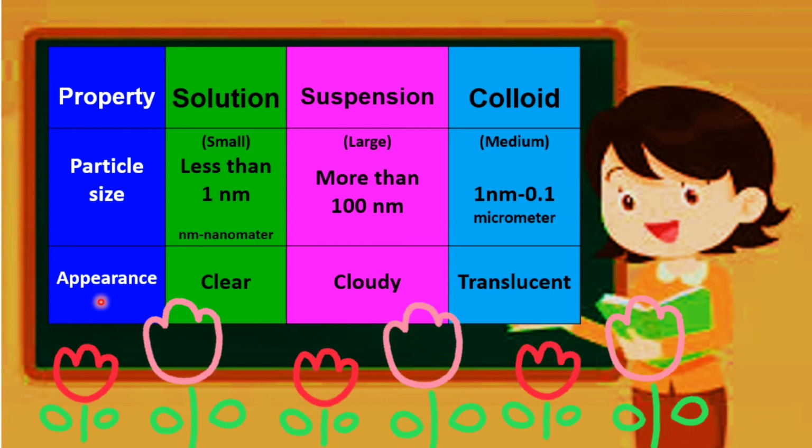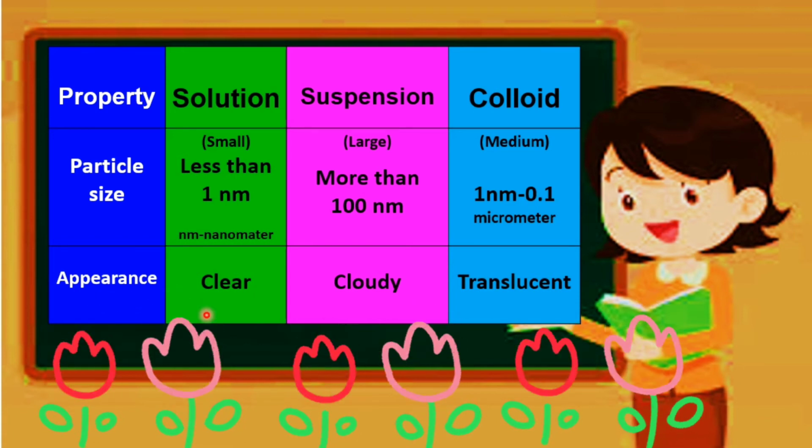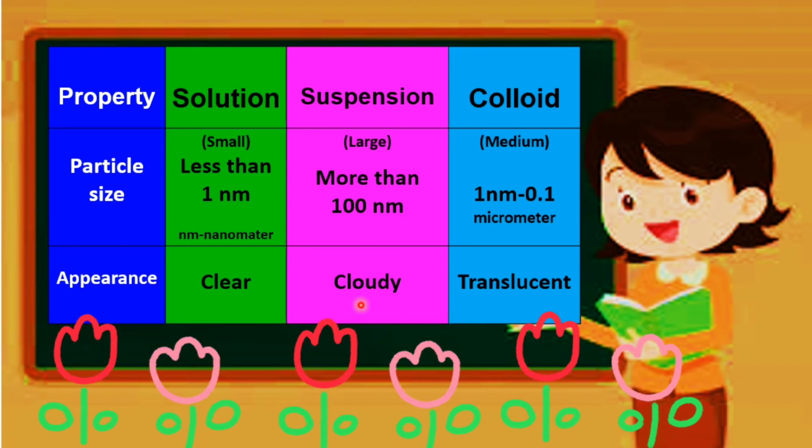Now let's move on to their appearance. Solution is clear because solution is always transparent, while suspension is cloudy because suspensions are non-uniform in color and will sometimes look cloudy or murky. You will definitely see particles floating around in a suspension, while larger particles settle down at the bottom. Colloid is translucent because of the Tyndall effect, which is the scattering of light by particles in the colloid. But other colloids may be opaque or have a slight color.